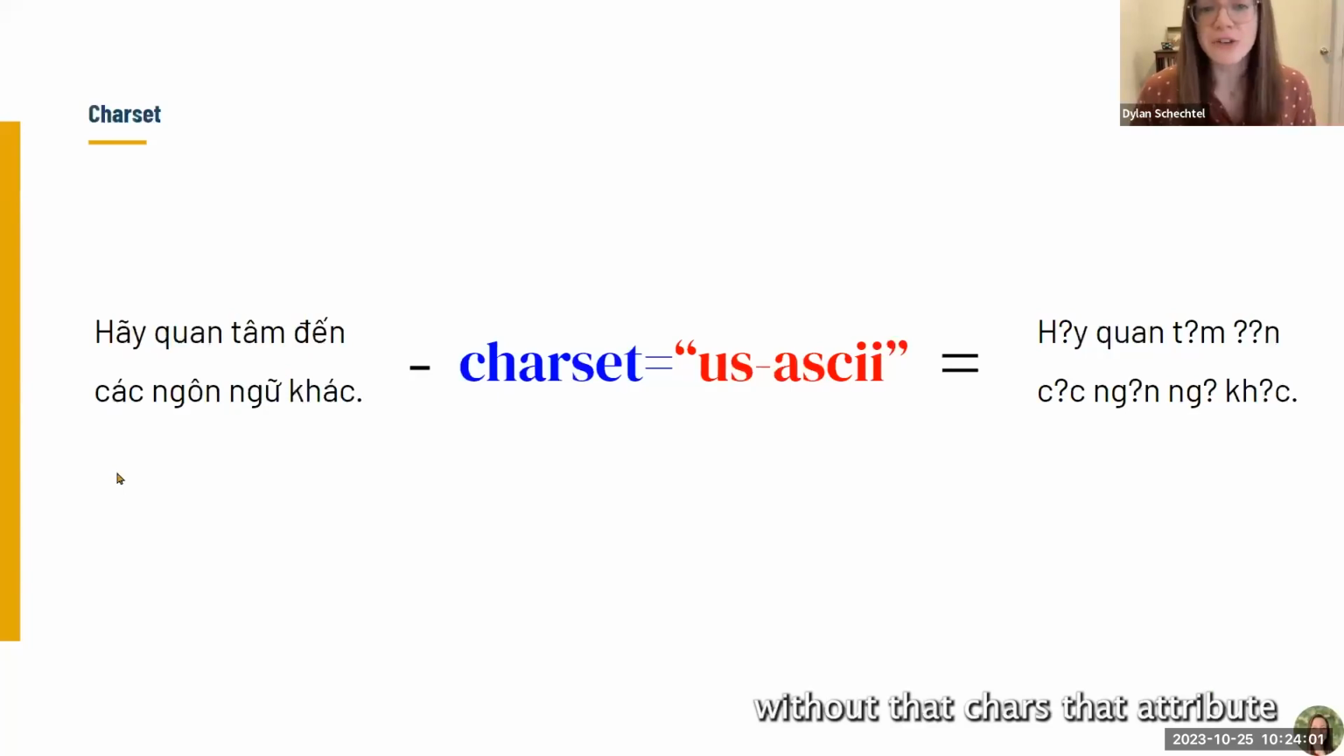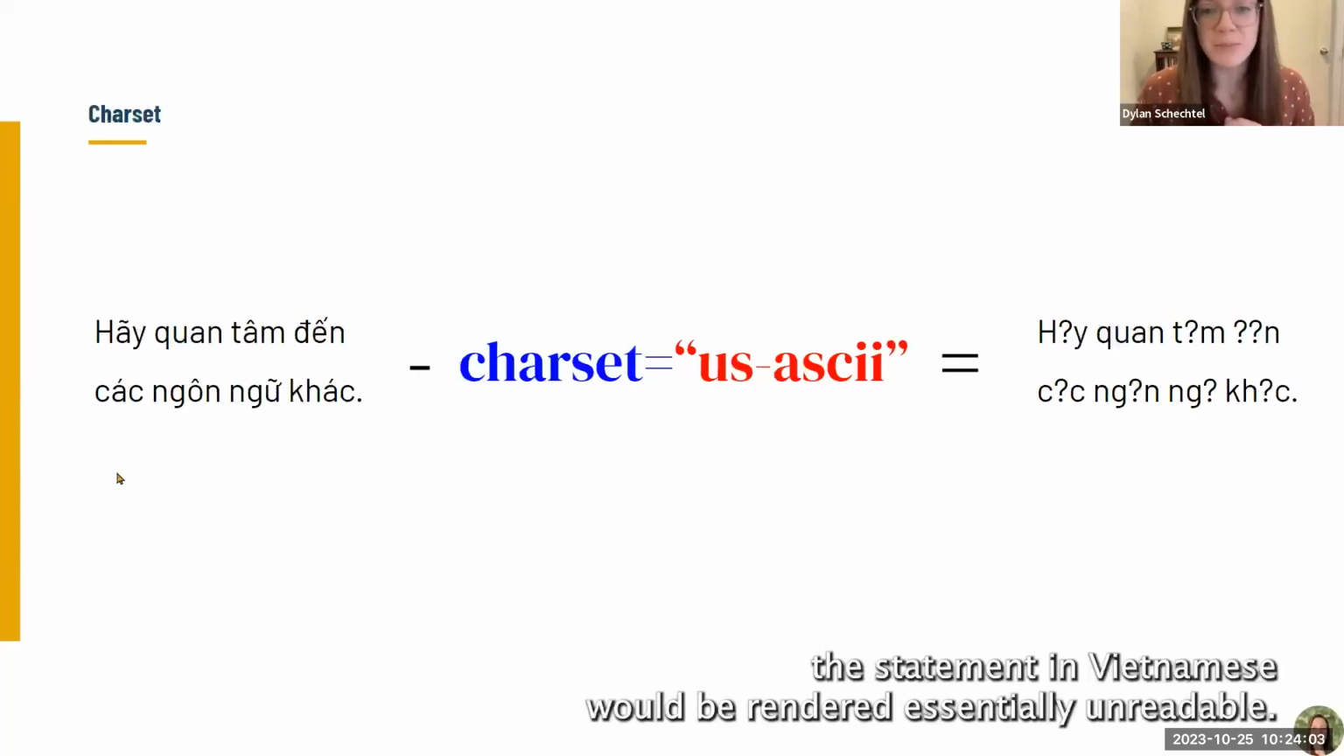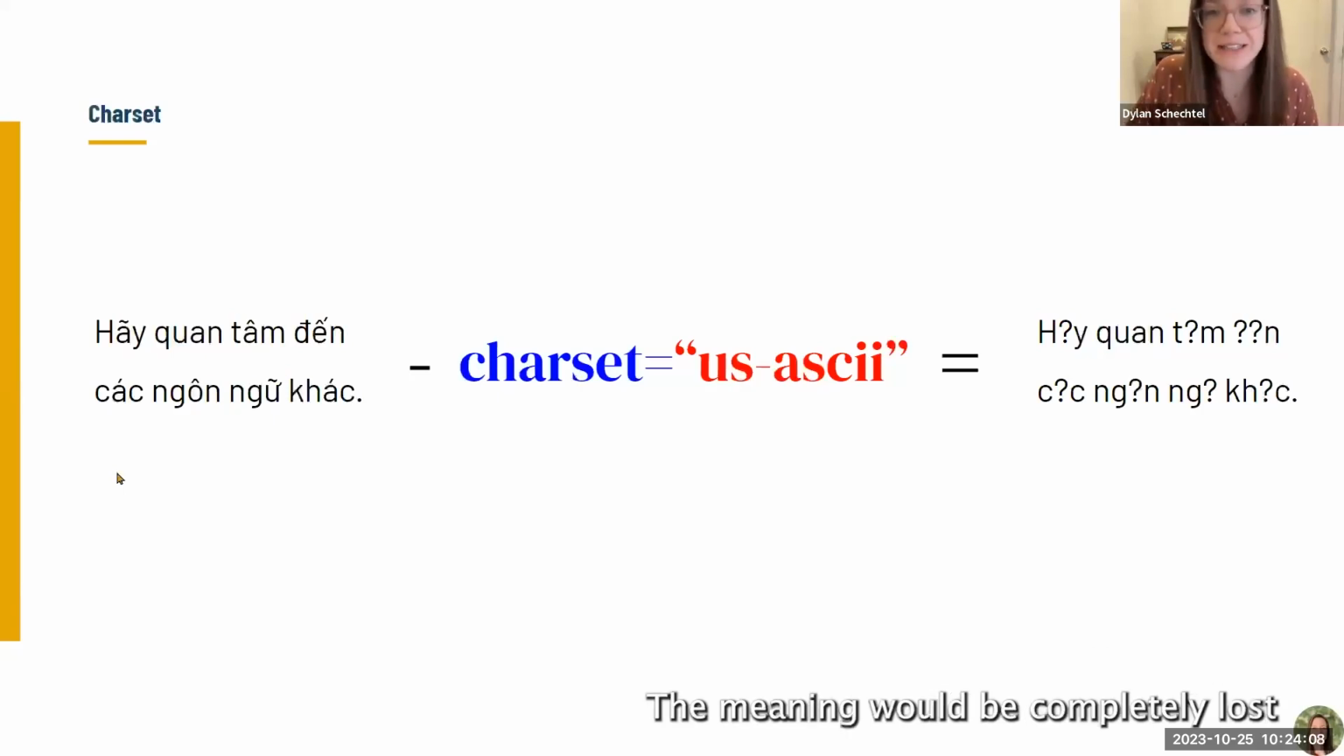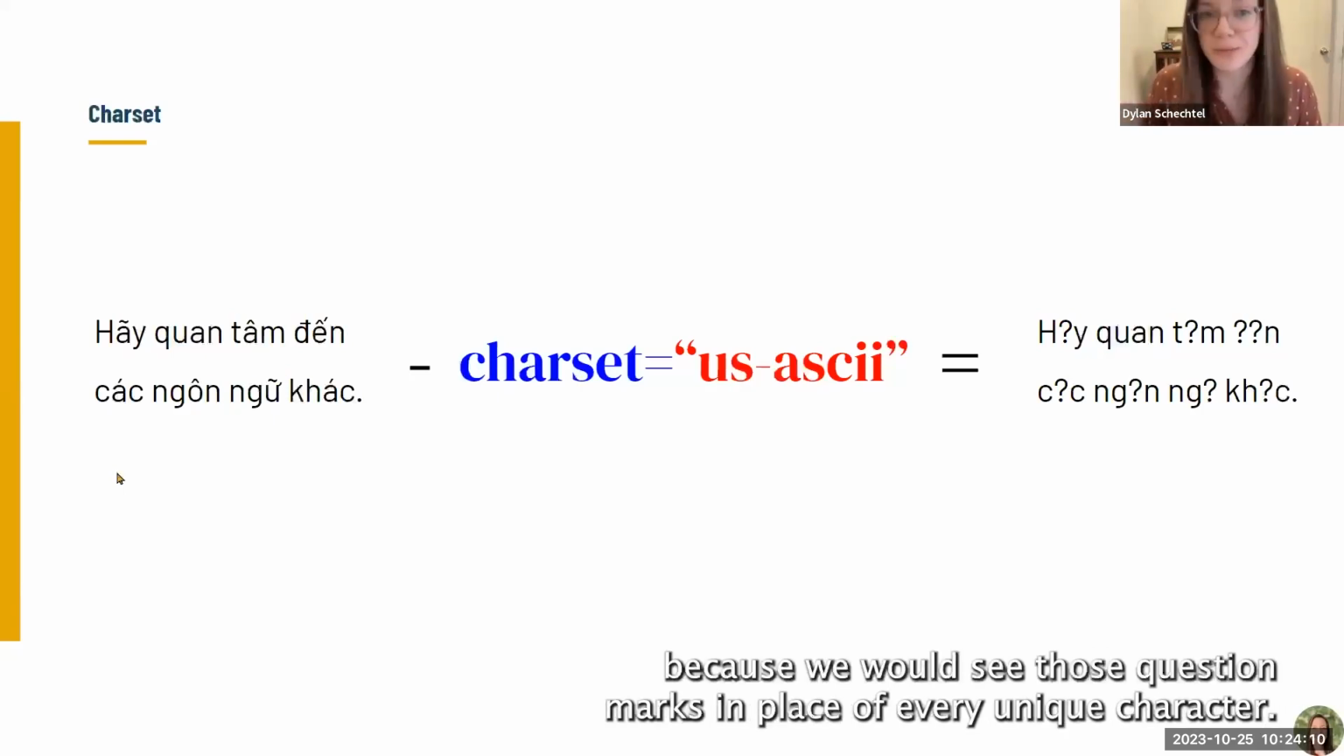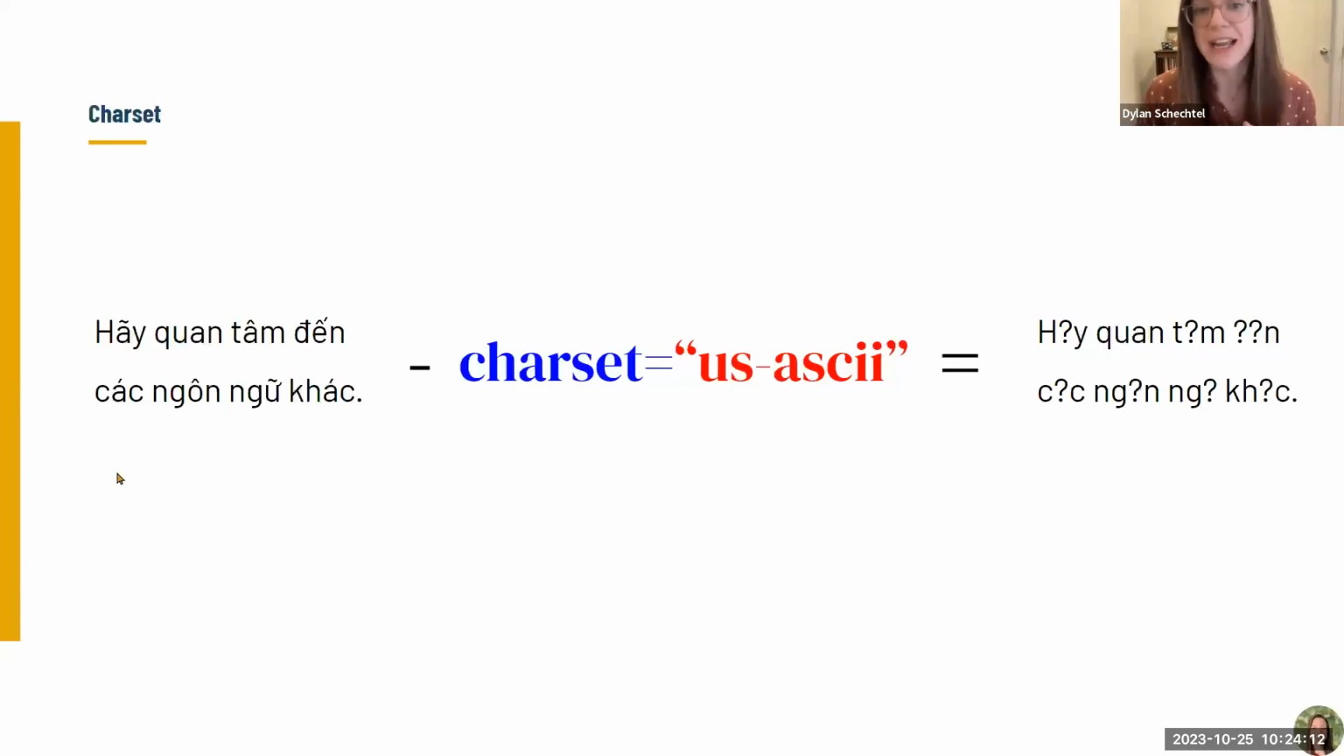Without that char set attribute, the statement in Vietnamese would be rendered essentially unreadable. The meaning would be completely lost because we would see those question marks in place of every unique character in that statement.